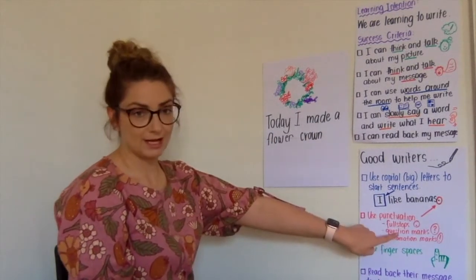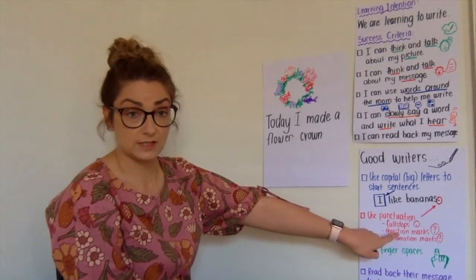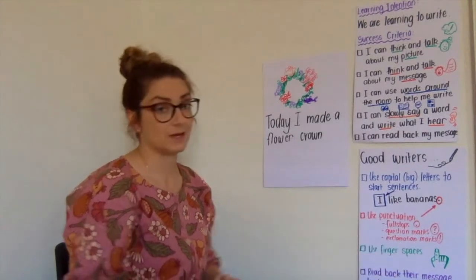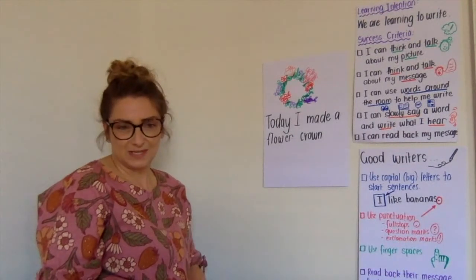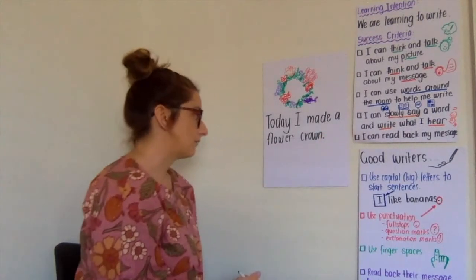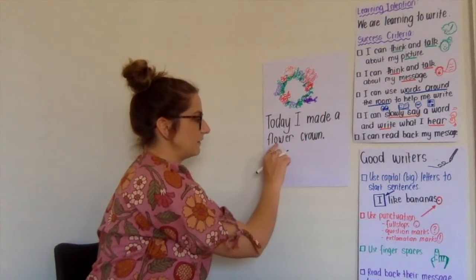So good writers use punctuation to show the reader that we have finished our sentence. So we can use a full stop, a question mark, or an exclamation mark. Now I just think it's a normal sentence, so I'm just going to put a full stop. Alright, I'm reading back to check that I've got everything. Today I made a flower crown.